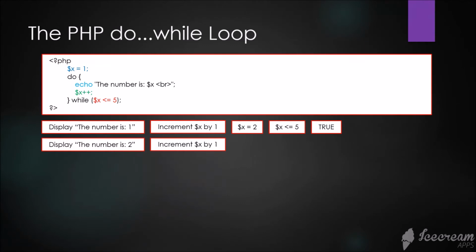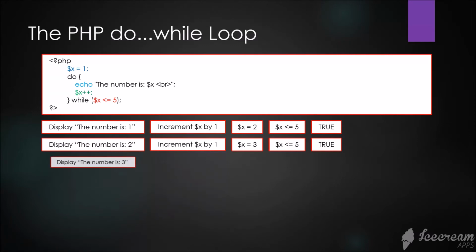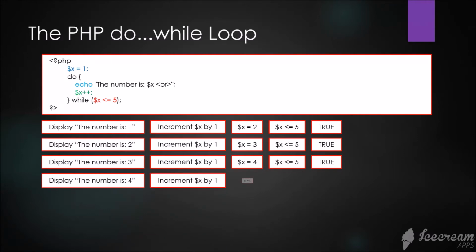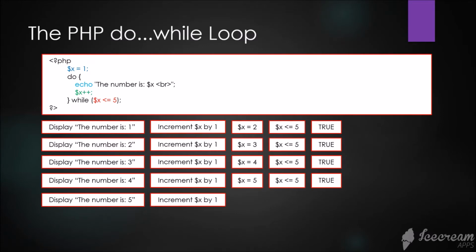Increment x by 1. Then, the current value of x is 3. Then, if we compare, x is less than or equal to 5, the answer is still true. Okay? So, that is the process of do while. It displays the statement first, then afterwards, incrementation. Then, it compares.